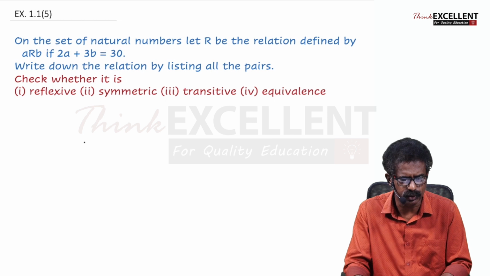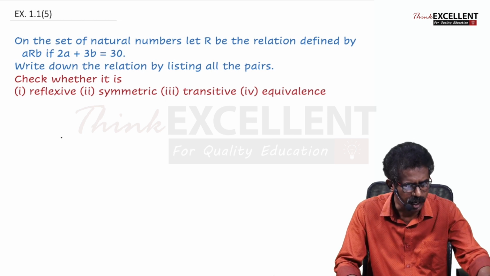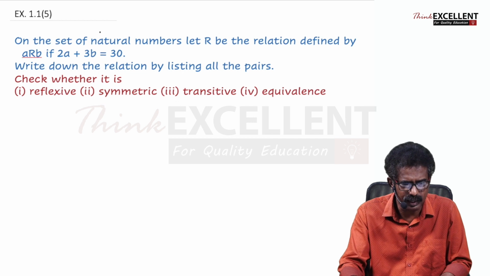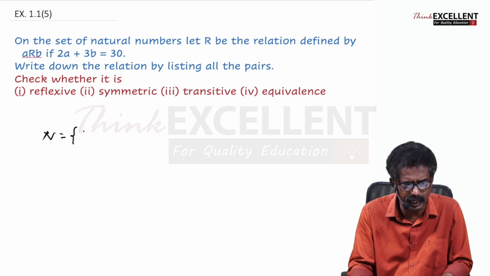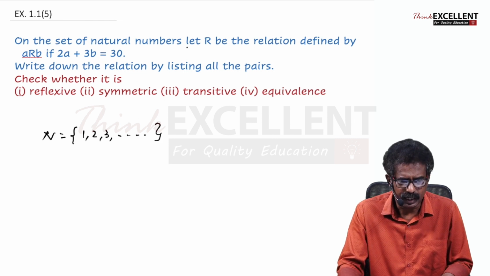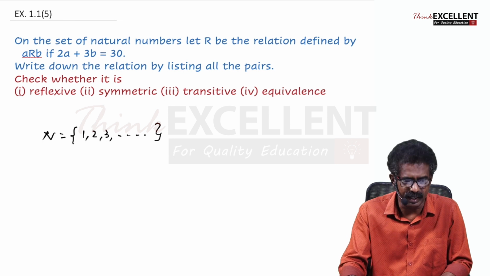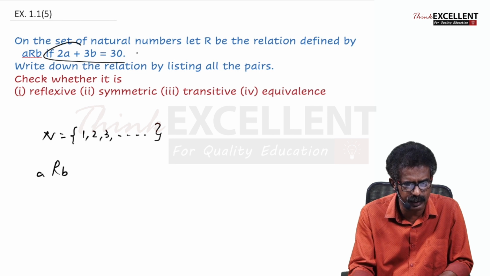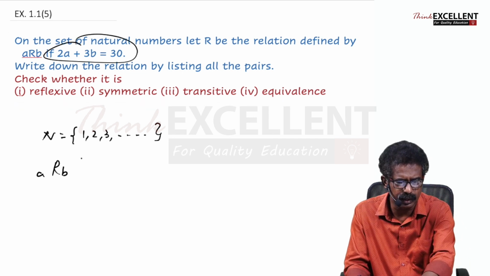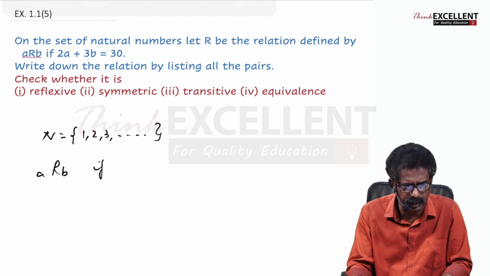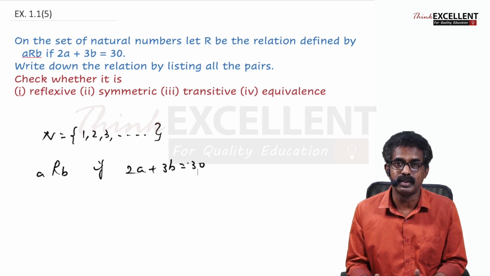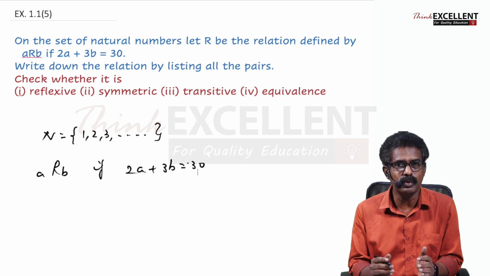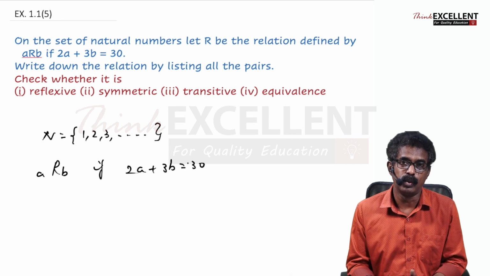It is an equivalence relation. Okay, now let us go for the next question. Listen here. On the set of natural numbers, now that is important, the set of natural numbers given: 1, 2, 3, 4, etc., right? On a set of natural numbers, let R be a relation. And how they are defining it: A is related to B if a condition is satisfied. What's the condition? 2A plus 3B equal to 30. A is related to B if 2A plus 3B equal to 30. Now we have to find the ordered pairs which satisfy this condition.